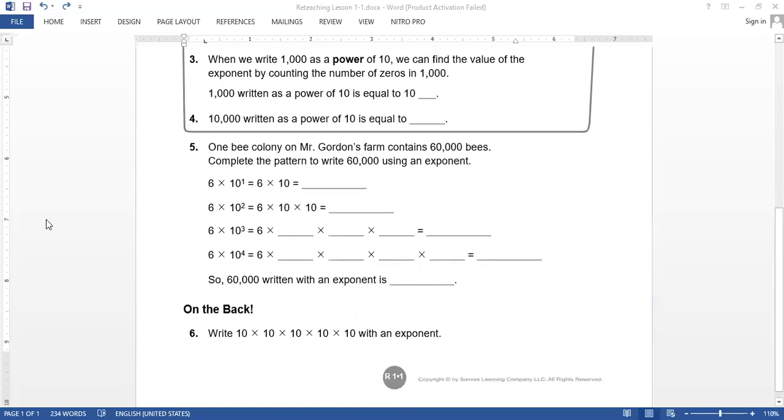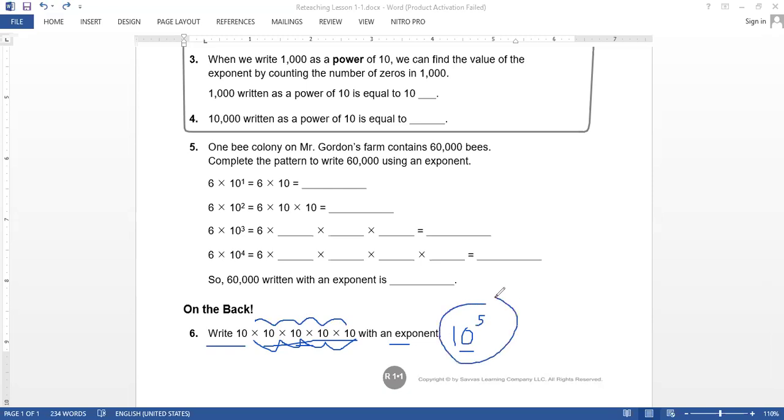Now on the back, as practice: write 10 times 10 times 10 times 10 times 10 with an exponent. We just count how many tens we have here. The base is 10. This is the factor which is repeated. But how many times is it repeated? 1, 2, 3, 4, 5. So 10 to the power of 5. We can read it as 10 to the power of 5, or 10 with the exponent of 5, or 10 with the fifth power. That's everything.